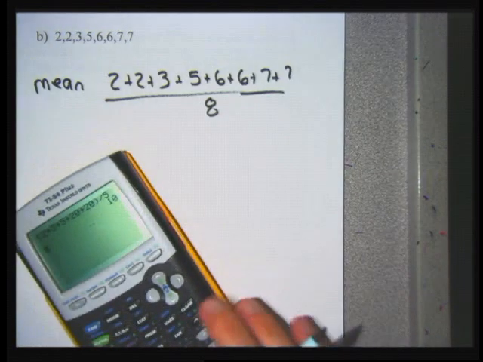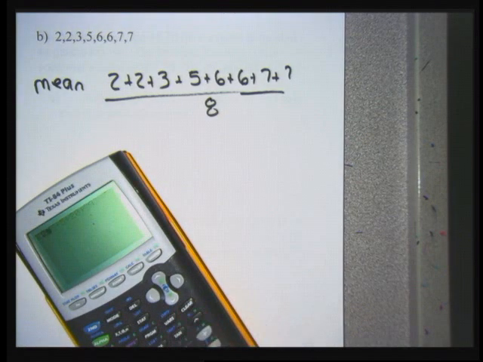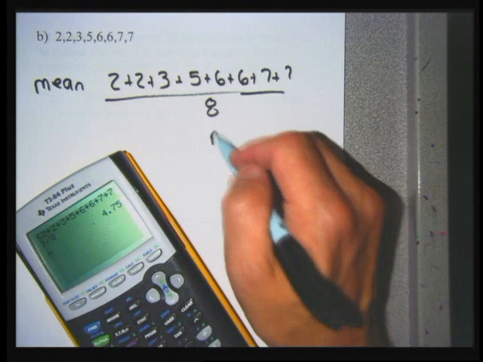So for that, clear, parentheses, 2 plus 2 plus 3 plus 5 plus 6 plus 6 plus 7 plus 7, close my parentheses, divided by 8. So the mean is going to be 4.75.